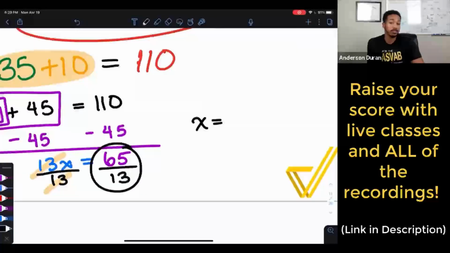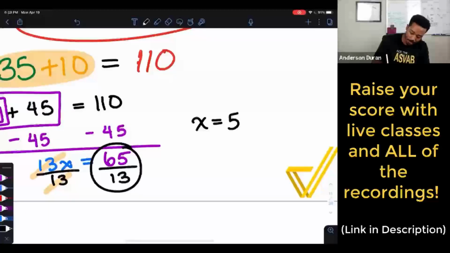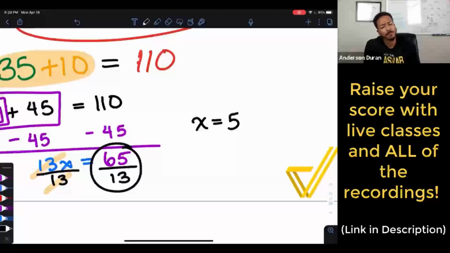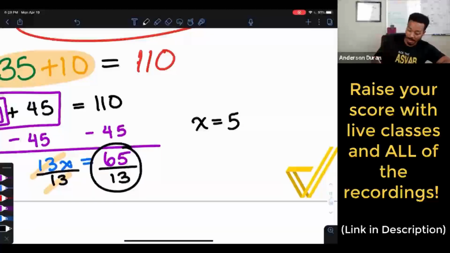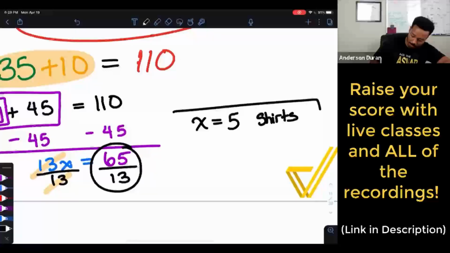And so again, you can use long division, you can try to use mental math, but at the end of the day, what you will receive is 5. 5 what, everybody? 5 what? 5 shirts, exactly. Remember to bring the context back. Make sure to bring the context back. And so there it is, 5 shirts.